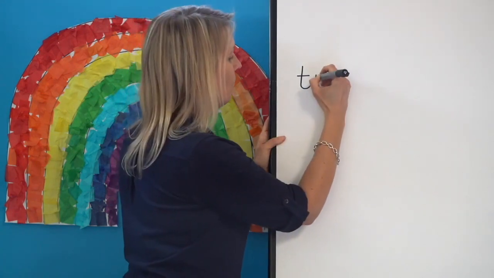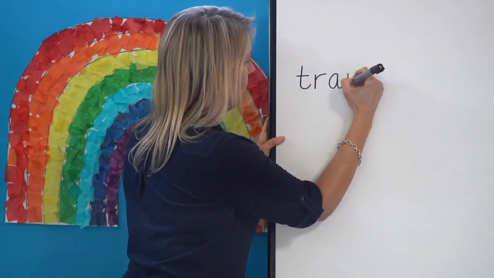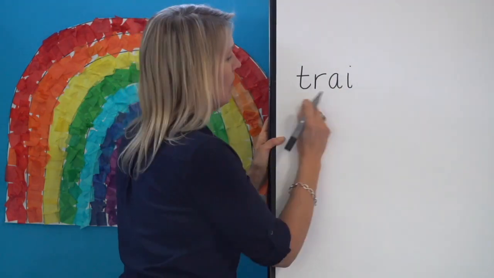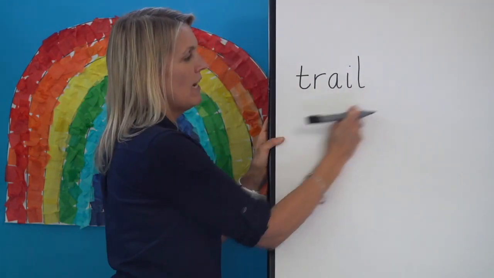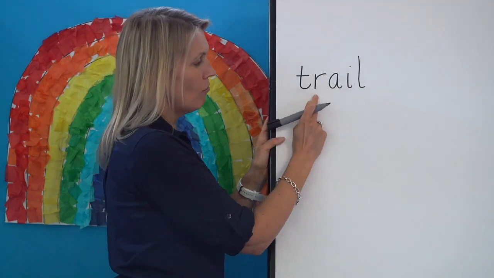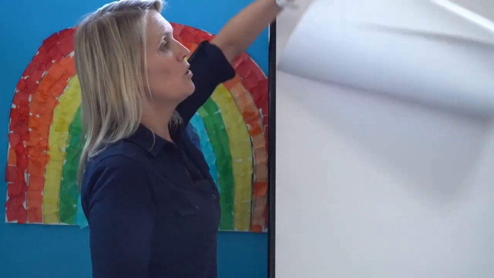T, r. Digraph A. T, A, L, trail. Remember, A, L, trail. Are you ready? Your turn. I'm going to hide it. Off you go. Say the word, trail. Say the sounds, T, A, L. Write them down. Don't forget the digraph. 4 sounds.